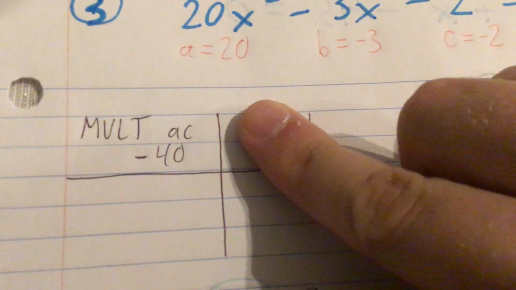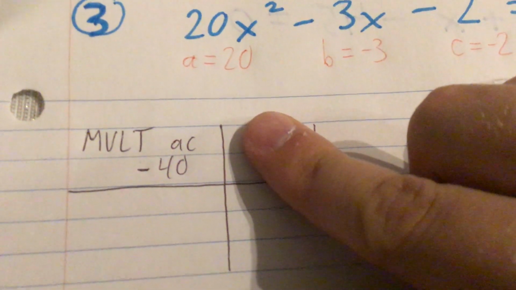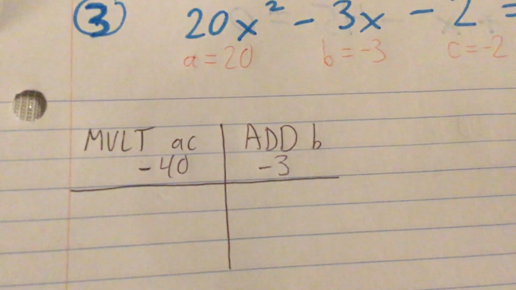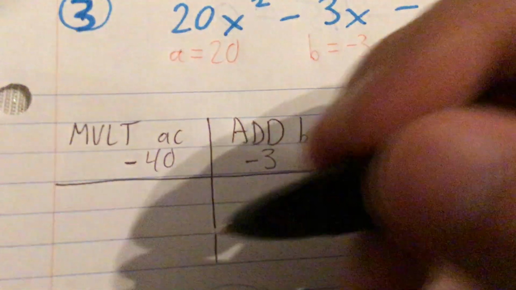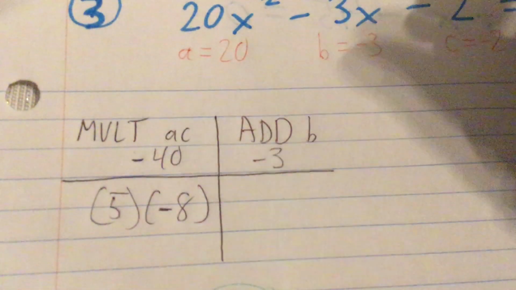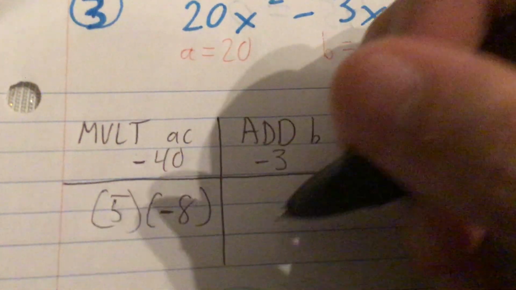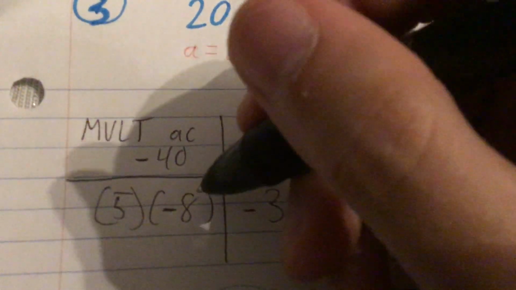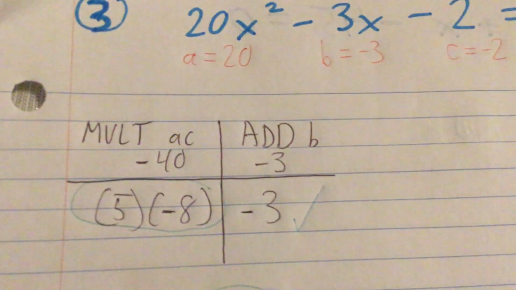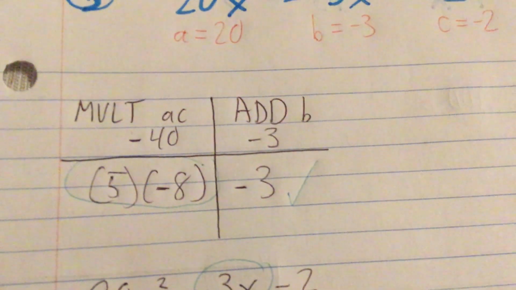If it multiplies to a negative 40, that means the combination needs to be some sort of positive negative combination. Since it's positive negative, that add to negative 3 tells me that the negative needs to be stronger than the positive. So specifically, that combination needs to be positive 5, negative 8. Positive 5 times negative 8 is negative 40. 5 plus negative 8 is negative 3. And that's the winning team. You might have gone through the suspects of 1 and negative 40, 2 and negative 20, 4 and negative 10, but you would have won with 5 and negative 8.